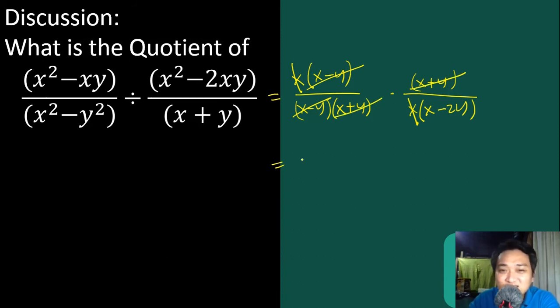So, natira na lang sa atin. Wala nang natira sa taas, ano? At napag-usapan na natin na pag na-cancel lahat sa taas, ang isusulat natin is 1. So, that will be 1 over x minus 2y.